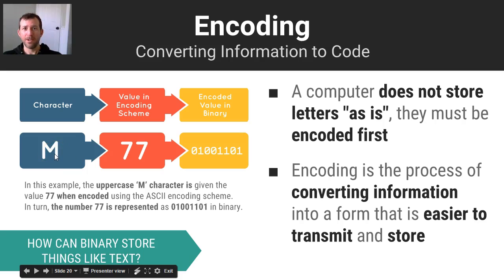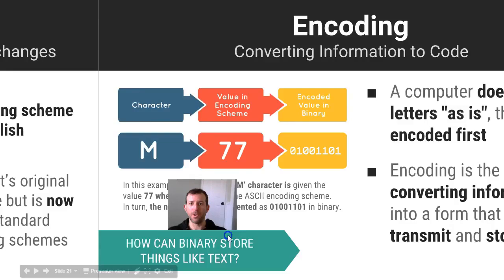An uppercase M is encoded, converted to a numeric system where the uppercase M means 77. The 77 and the uppercase M mean the same thing. And then 77 is stored inside a computer using a sequence of ones and zeros like this. So that is how we use binary to store textual information. This process of taking a letter and converting it to an equivalent number and then placing it inside the computer as binary is encoding. That's what it's called.